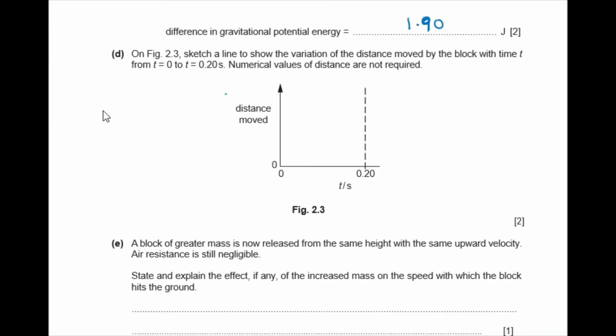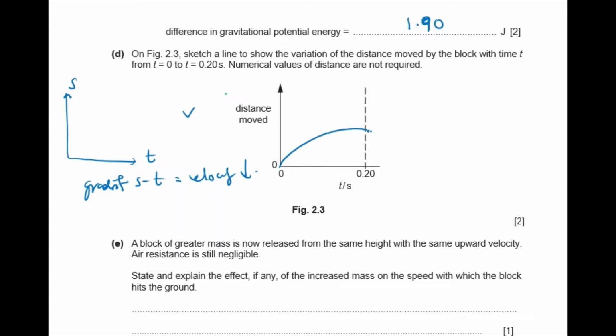Figure 2.3 gives the graph of distance against time taken. So how do we relate distance and time taken with the velocity? For the distance time graph, the gradient is velocity or speed. So we know that velocity is decreasing, so the graph should look like this. Velocity decreasing.